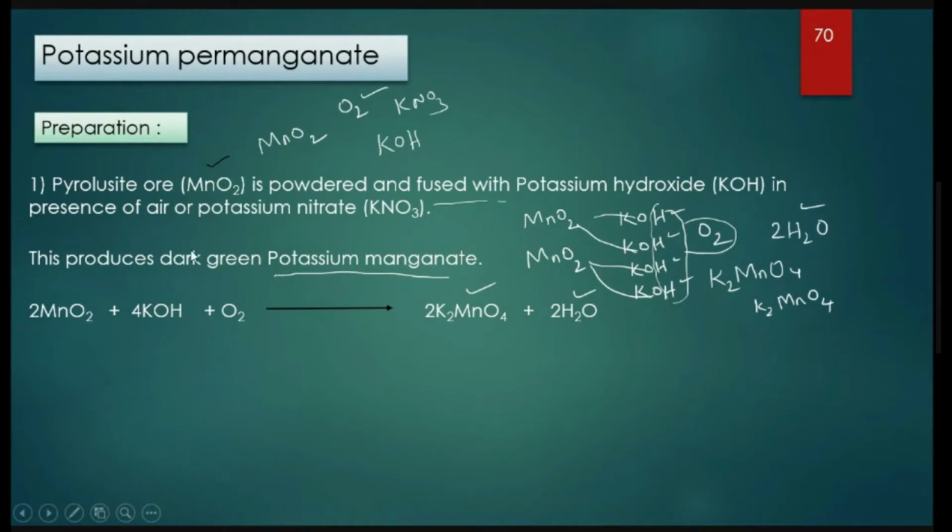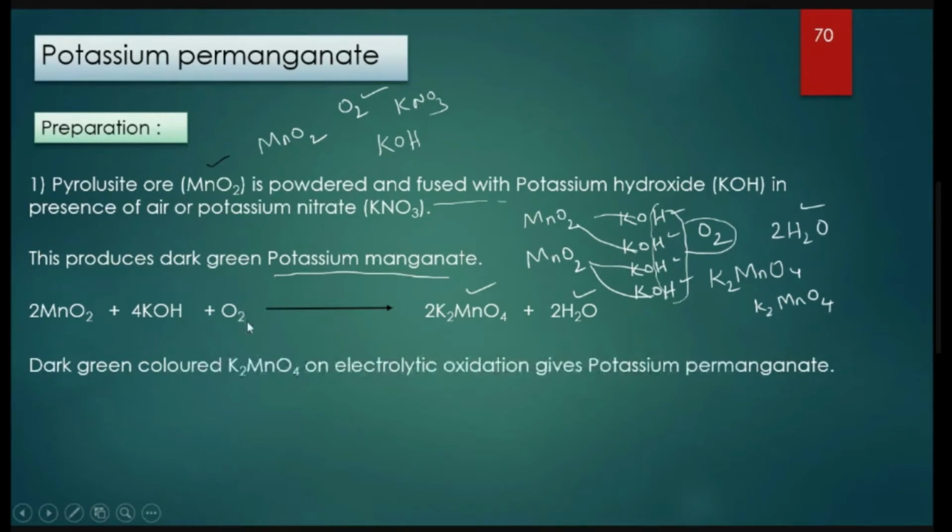So this is obtained by powdered pyrolusite when it is fused with potassium hydroxide in presence of air or strong oxidizing agents such as potassium nitrate. Then this dark green colored potassium manganate on electrolytic oxidation gives potassium permanganate. Okay, so thus so obtained potassium manganate is subjected to electrolytic oxidation. So potassium manganate on electrolytic oxidation gives potassium permanganate.